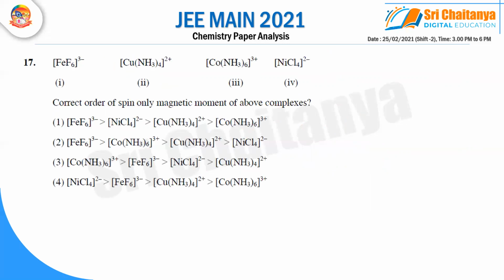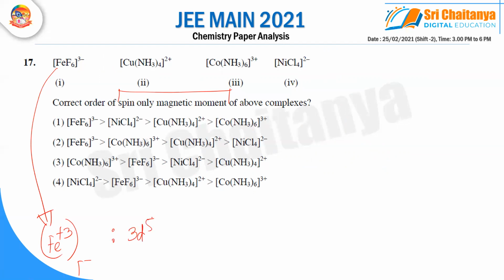Next we have a set of complexes, and we have to arrange them in the order of spin only magnetic moment. Okay, let's start. Here we have Fe plus 3, present in the ligand field of F minus. F minus is a weak field ligand, so there will be no pairing, and the configuration will look like 3d5 high spin. So that means we have 5 unpaired electrons here.